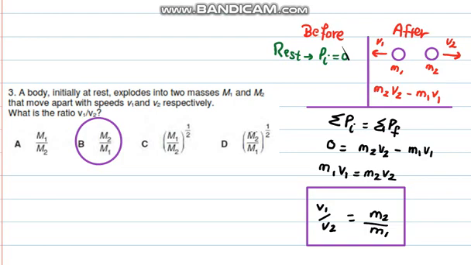We are taking right hand side as positive and left hand side as negative. The equation for momentum after the explosion would be m2 v2 minus m1 v1. So applying the conservation of momentum, the summation of initial momentum equals summation of final momentum becomes 0 equals m2 v2 minus m1 v1, and making v1 over v2 the subject gives us m2 over m1. So our final answer is B. v1 over v2 equals m2 over m1.